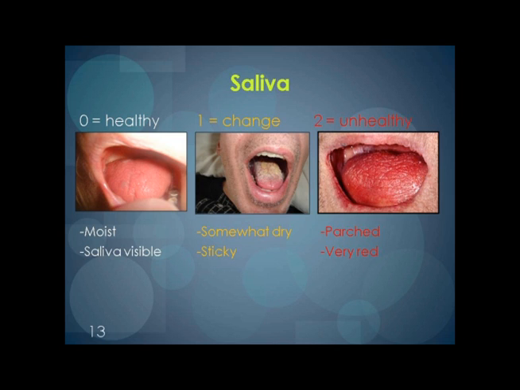Level 2 or unhealthy conditions such as parched, very red tissues with little evidence of saliva require referral for further investigation. Residents or clients will often complain of having a dry mouth and frequently suck on candies, leading to root and tooth decay, and/or they may rinse with mouthwash to try to relieve the dryness. These symptoms can be exacerbated if there's alcohol in the mouthwash.